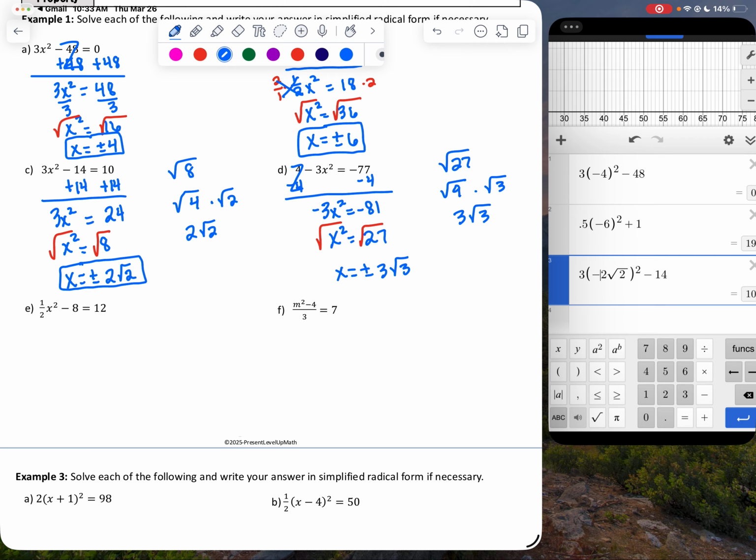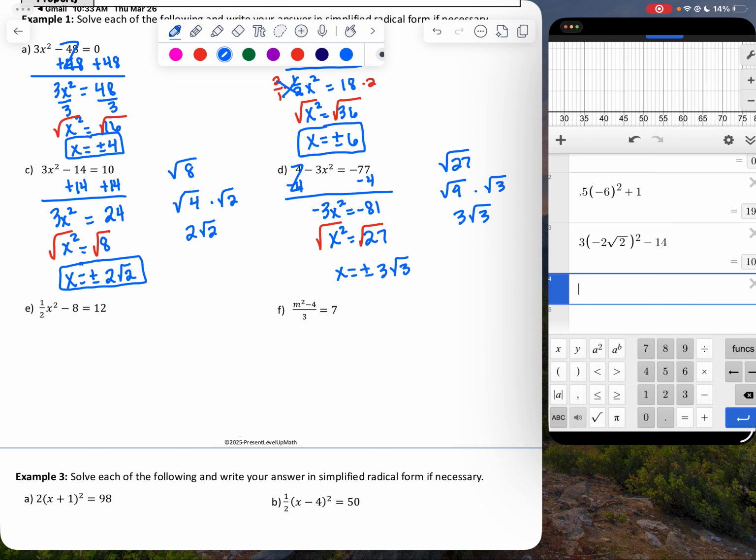Okay. Now let's check that answer. We have 4 minus 3, parenthesis, 3 square root 3, side arrow, close parenthesis, squared, and that equals negative 77. So 3 square root 3 checks out. Now I'm going to check out negative 3 square root 3, and that also checks out.